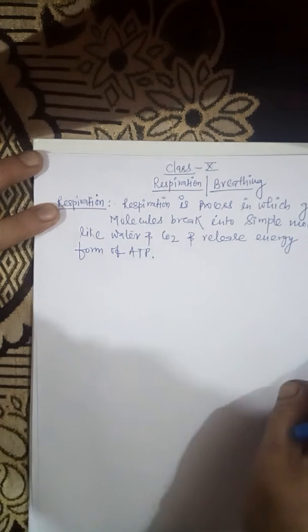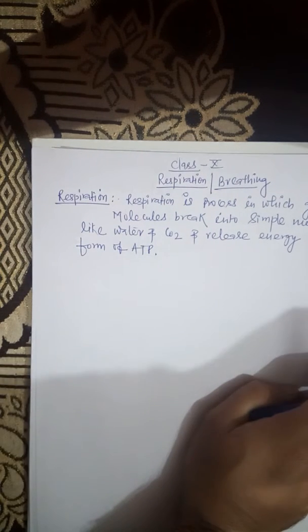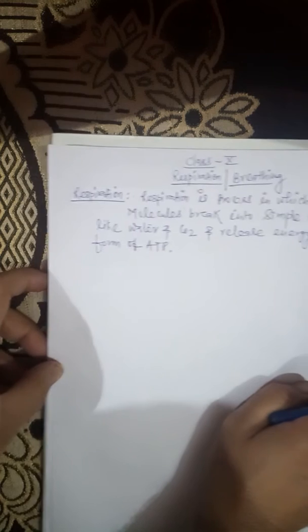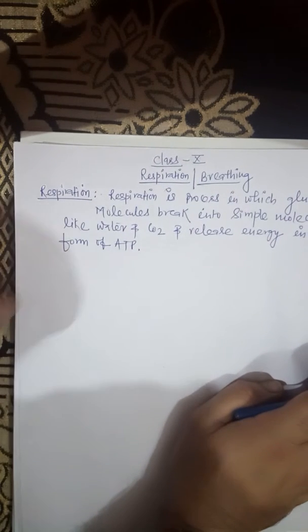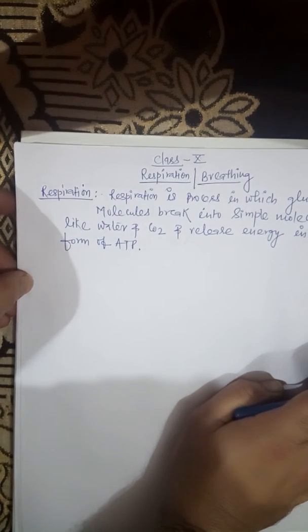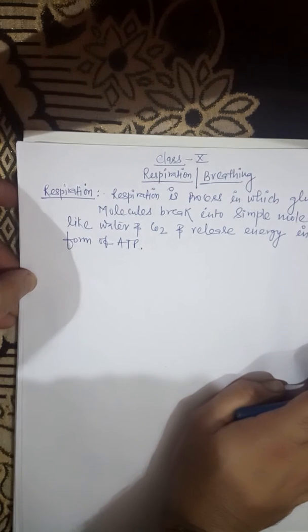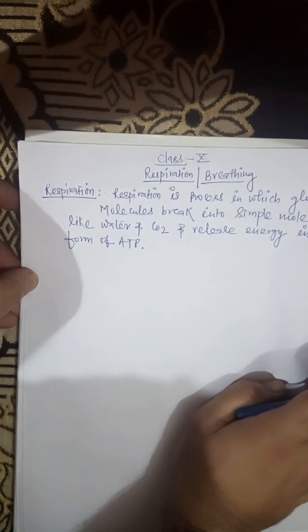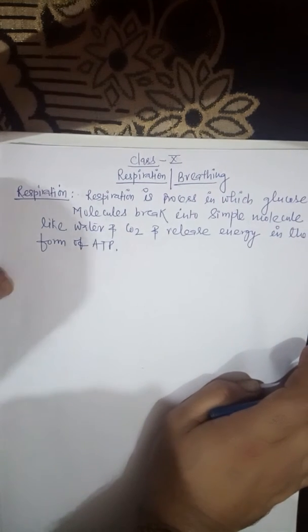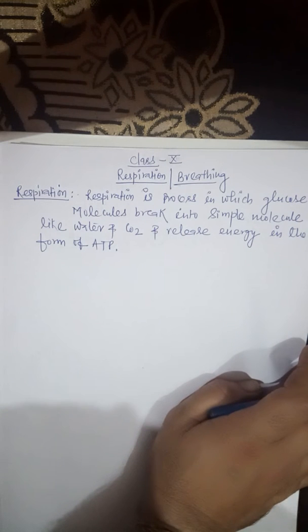So the respiration process takes place inside the mitochondria of every cell inside our body. It is a very important process for the survival of living organisms, because by this process organisms produce energy. So this energy we utilize in different types of activities and different types of work.